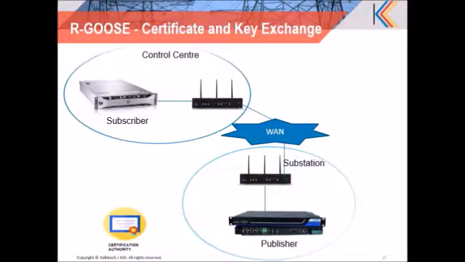Now moving on to the R-GOOSE certificate and key exchange scenario. There can be a control center which needs to receive GOOSE from a substation, for example, and the substation publishes the GOOSE. From the substation it goes through the WAN and is received at the control center. So this network is no longer a trusted network, not like a LAN used in a substation. That is why a security mechanism is essential.